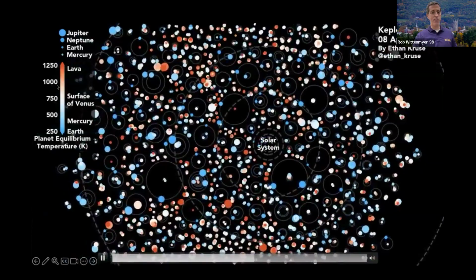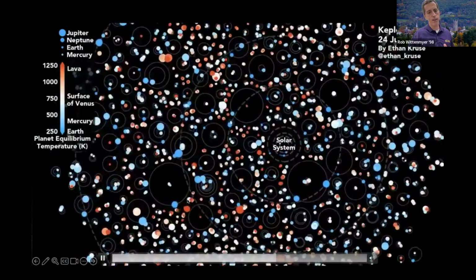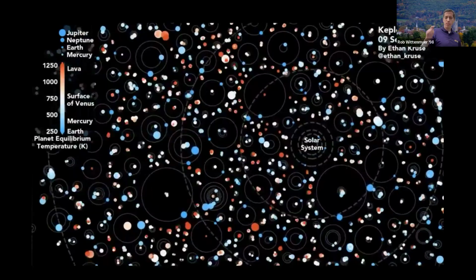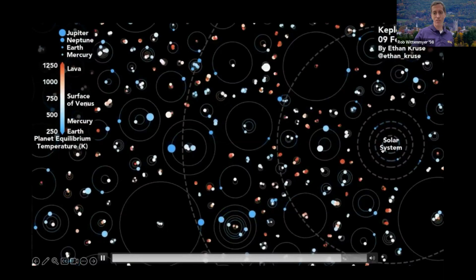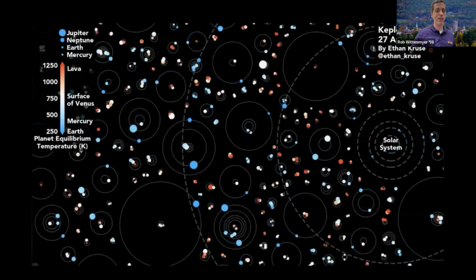The temperatures of the planets are here. Remember Kelvin? Earth is 300, so down here in the blue. Got a lot of lava worlds in the red. They're all over the shop. What this is showing you is that most of the systems of planets that we know about look nothing like our solar system. Our solar system, this Earth to scale, these are quite different from what our own solar system looks like. And they're all over the place.